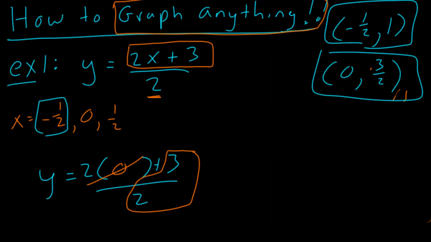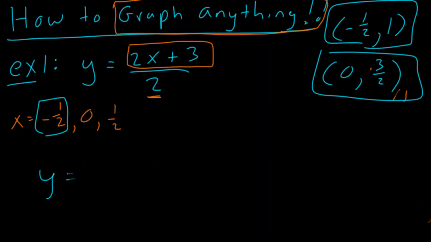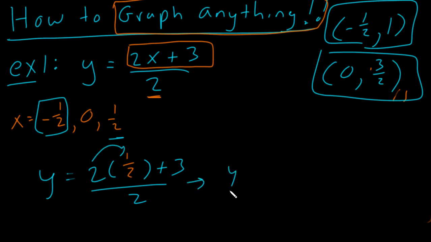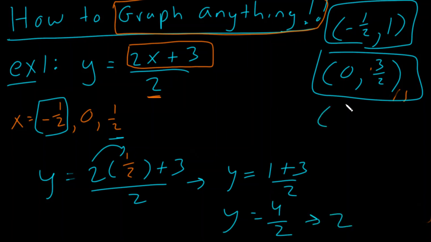And lastly, let's do this whole thing again, but with our final x value of 1/2. So I have 2x plus 3 all divided by 2, where my x value is going to be positive 1/2. Now I know that 2 times 1/2 is simply 1, so this gives us y is equal to 1 plus 3 divided by 2, and 1 plus 3 is 4 divided by 2, and 4 divided by 2 is 2. So our next point is 1/2, comma, 2.